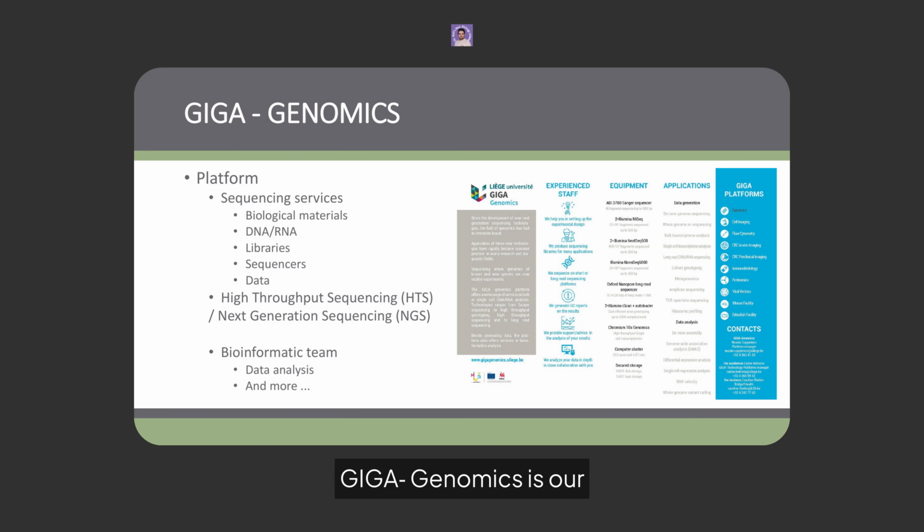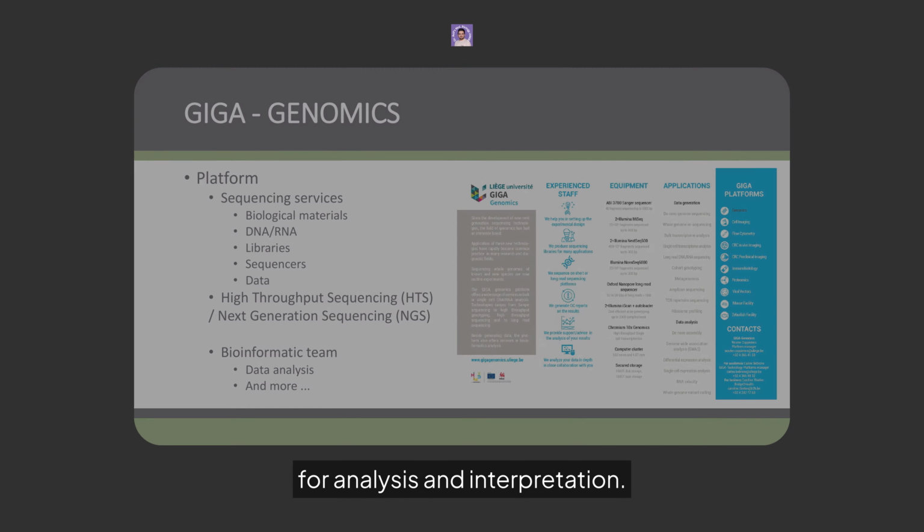Giga Genomics is our sequencing platform. We support projects from biological material to data delivery, DNA and RNA library prep, high throughput and next-generation sequencing, and a dedicated bioinformatics team for analysis and interpretation.